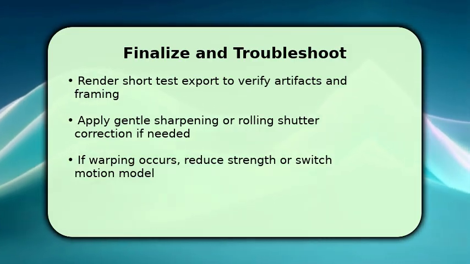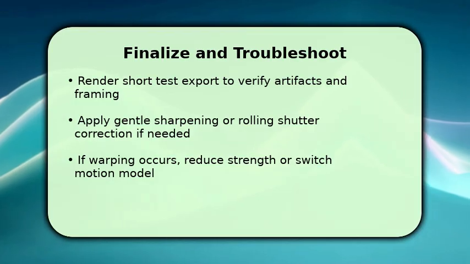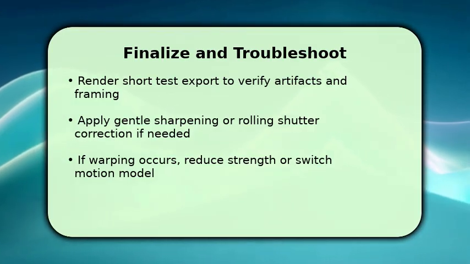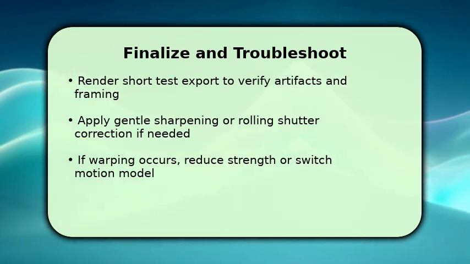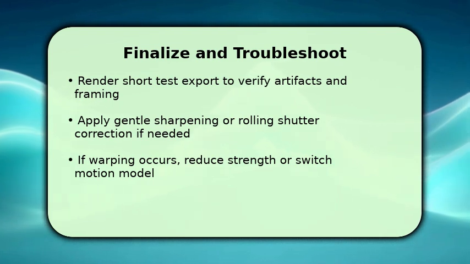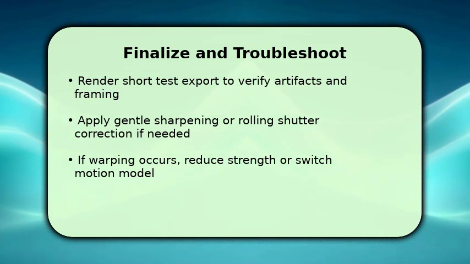If you see warping or unnatural stretching, reduce stabilizer strength, lower smoothing, or change the motion model. Alternatively, use manual keyframe stabilization on problem sections. If edges appear, add a slight scale or feathered crop to hide them.